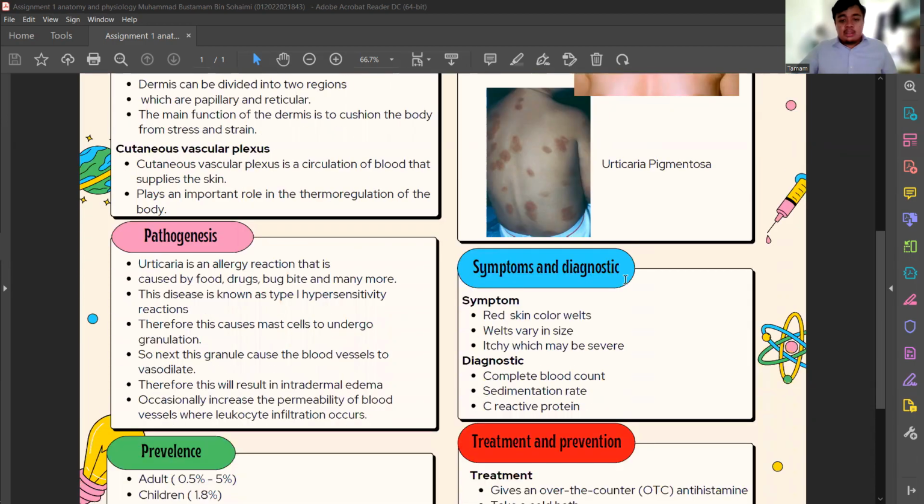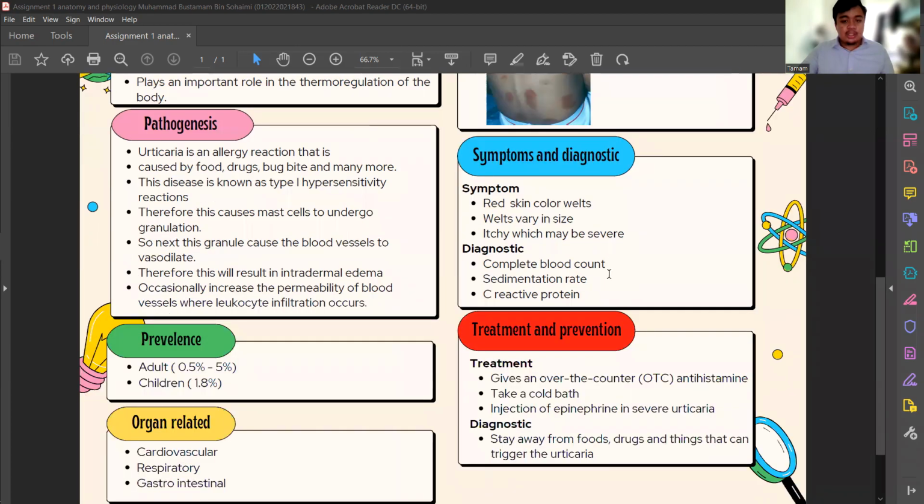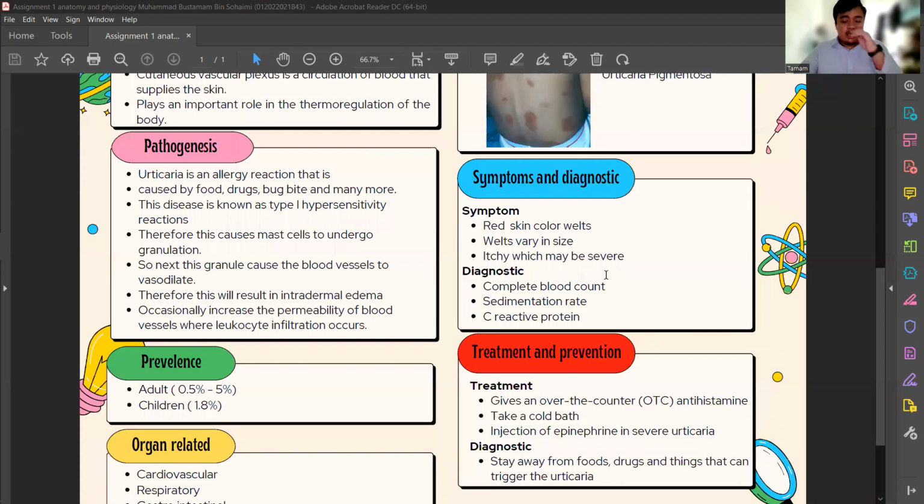Next I will go to symptoms and diagnostics. The symptoms of urticaria are red skin, also known as welts. Welts vary in size, as you can see in this picture. Urticaria also causes itchiness, which can sometimes be severe. For the diagnostic part, the person can get a complete blood count, sedimentation rate, and C-reactive protein.